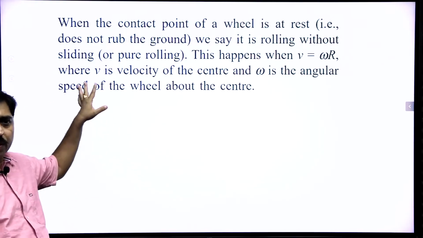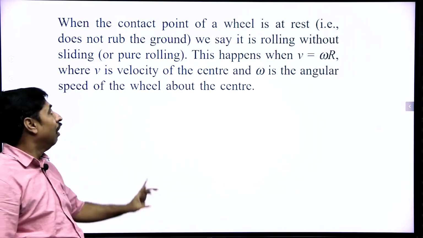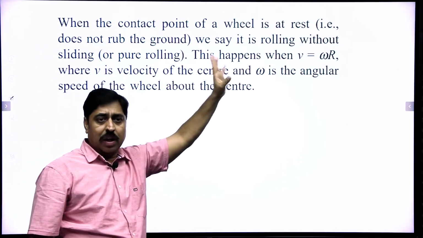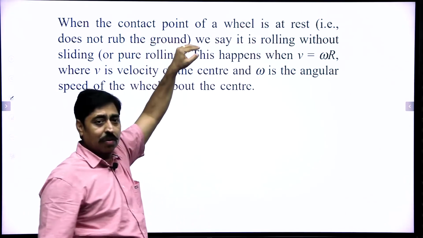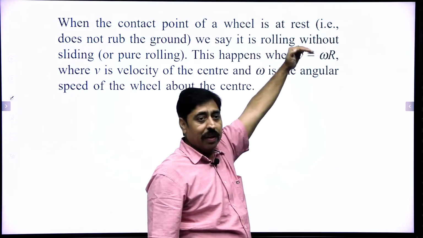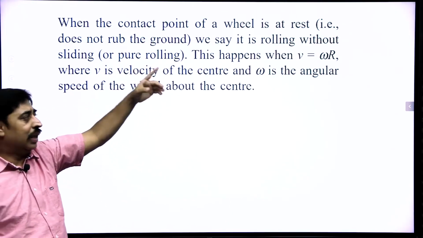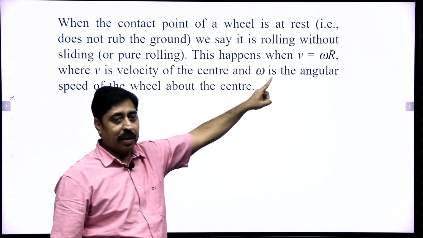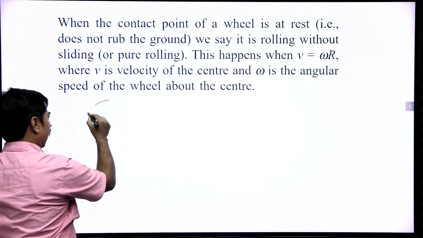Now this is one important point related to rolling motion. When the contact point of a wheel is at rest, a wheel is moving and the contact point of the wheel is at rest, so that it does not rub the ground, we say that it is rolling without sliding. We also call it perfect rolling or pure rolling. This happens when V is equal to omega r, where V is the velocity of the center and omega is the angular speed of the wheel about the center.